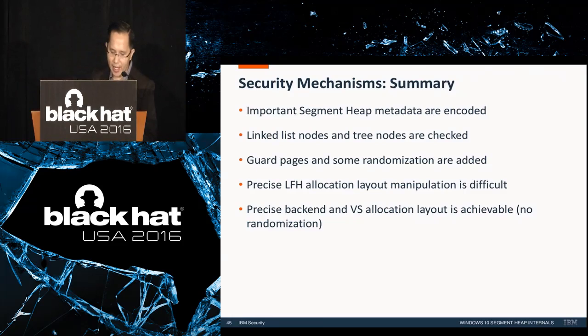To summarize, important metadata is encoded. Linked list nodes and tree nodes are checked. Detected corruption will cause an immediate termination of the process. Guard pages and some randomization are added. Also, it will be difficult to perform a precise layout manipulation for the LFH due to the randomization. But the backend and VS allocation, which do not use randomization, are more welcoming to heap layout manipulation. In the final part of the presentation, I'm going to talk about how the layout of VS allocations can be precisely manipulated.